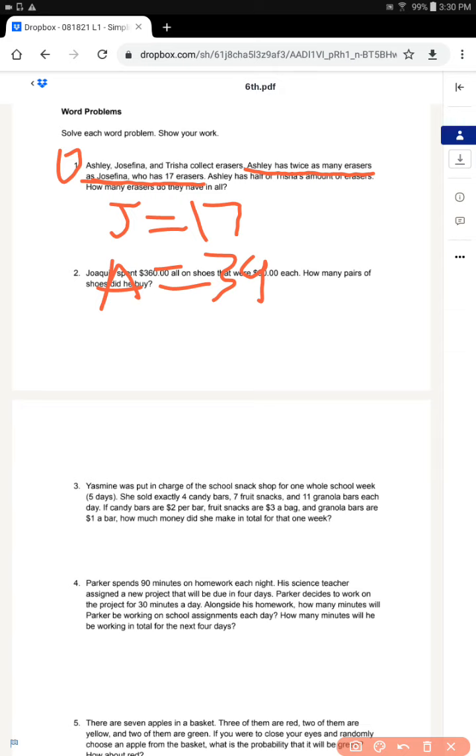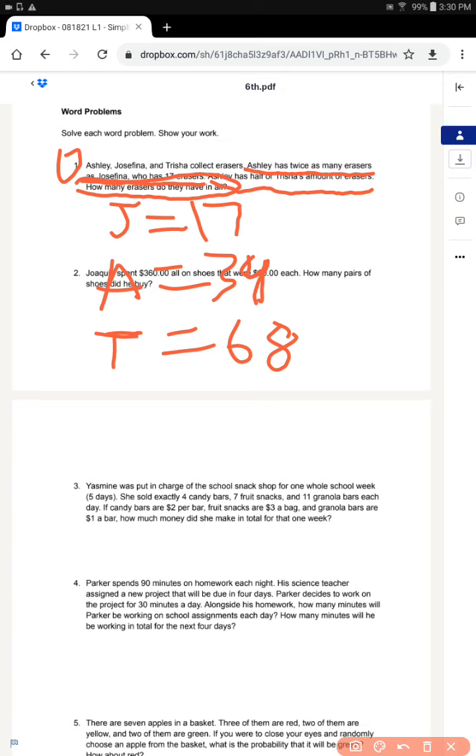Alright. Now, Ashley has half of Trisha's amount of erasers. So 34 is half of what Trisha has. So to get to Trisha, we would have to multiply 34 times 2. So Trisha has 68. 34 is half of 68. Ashley has half of Trisha's amount, and also Ashley has twice as many as Josephina's 17 erasers. Now, we're not done yet. The question is asking, how many erasers do they have in all?